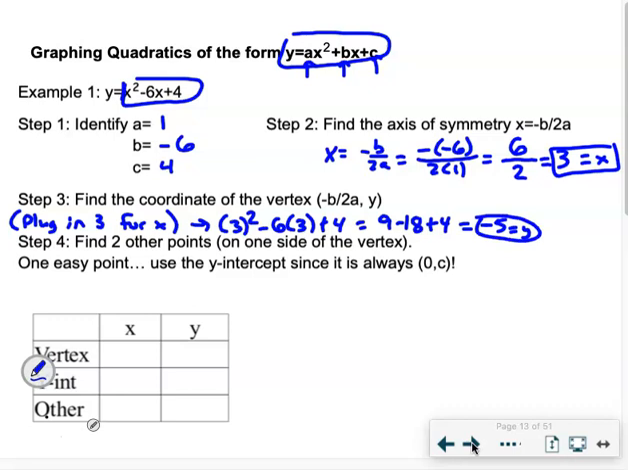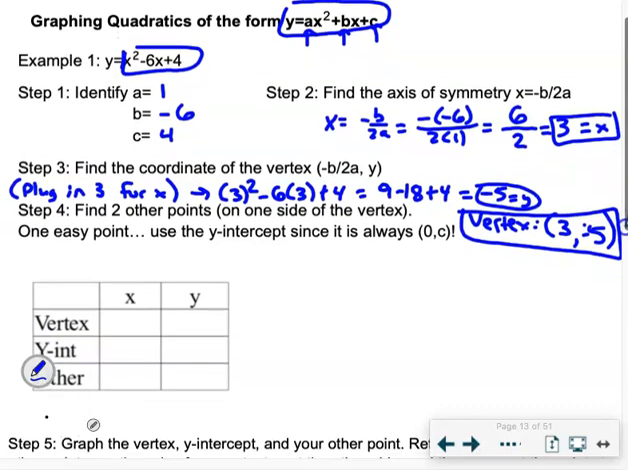So the vertex is at 3 for x, and negative 5 for y. I forgot to do the negative sign. Okay, well, we found x was 3. We just plugged in x and got y, which is negative 5. So the vertex is at (3, -5).